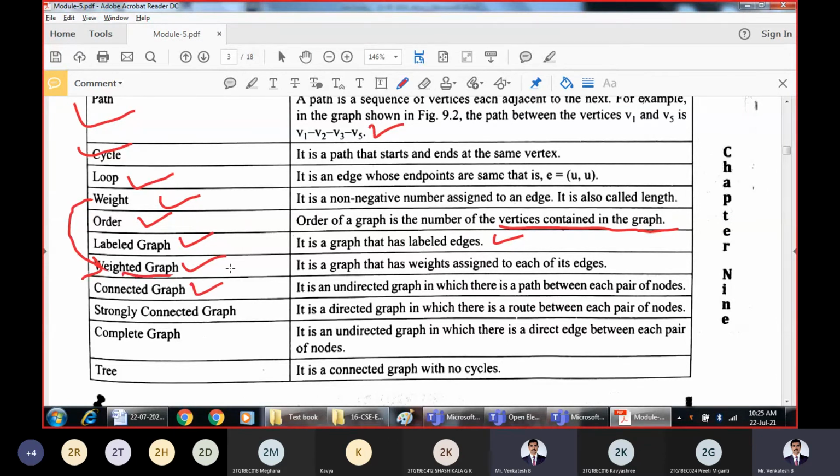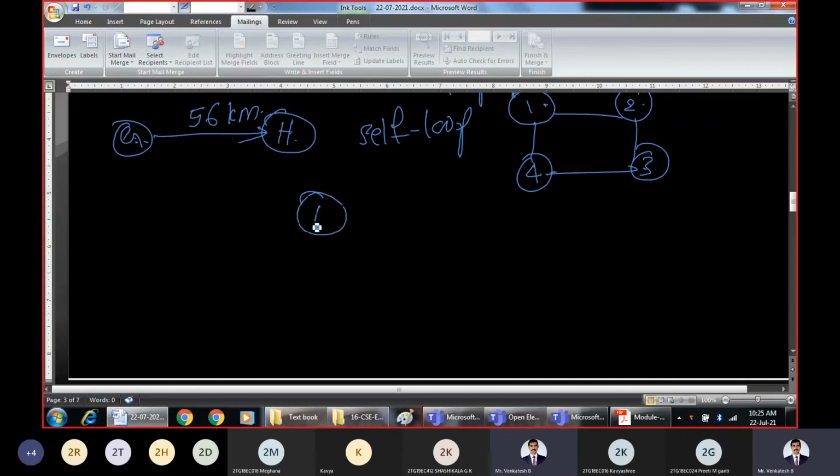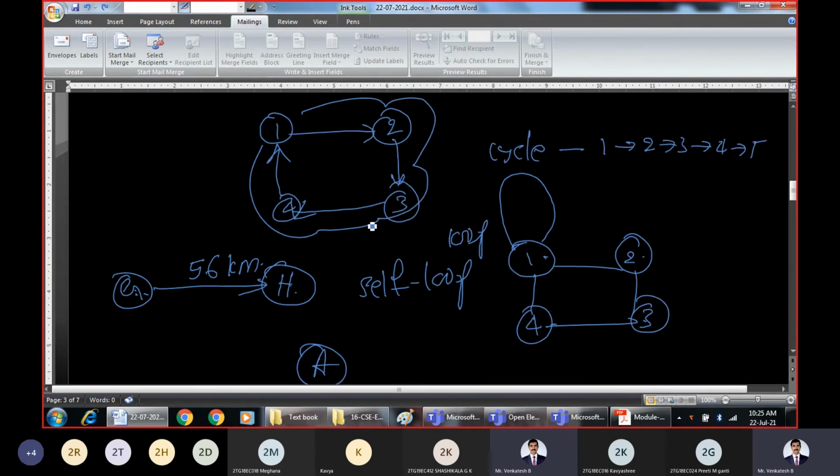Connected graph. What does connected graph indicate? It is an undirected graph in which there is a path between each pair of nodes. That is called as connected graph. So what is connected graph? You can reach from one node to every other node. That means there is a connectivity from one node to another node, A, B, C. So this is one graph in which there is connectivity from one node to another node.